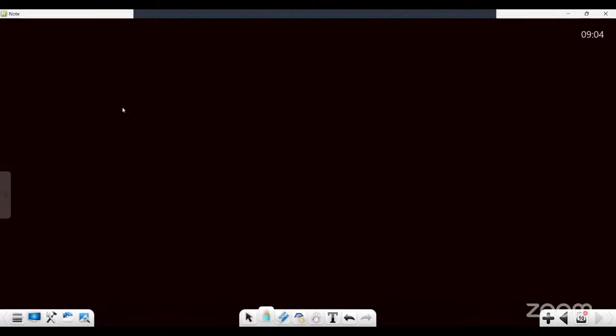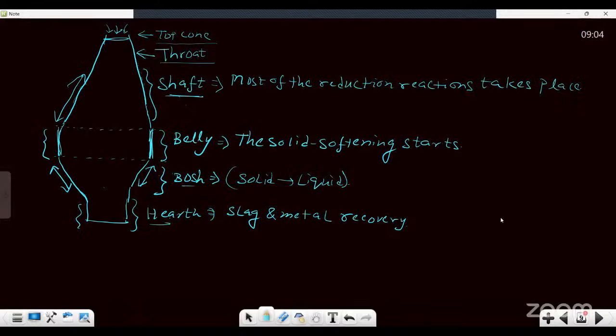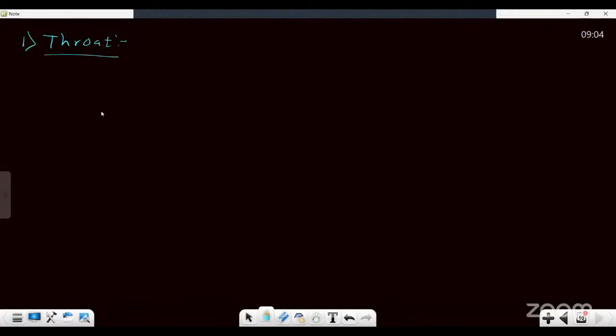Now let us see what happens in the shaft. Before the shaft, we talked about the throat, right? So the throat is this portion. If you see, this is the throat. Now, what happens in the throat? The throat is the topmost region.